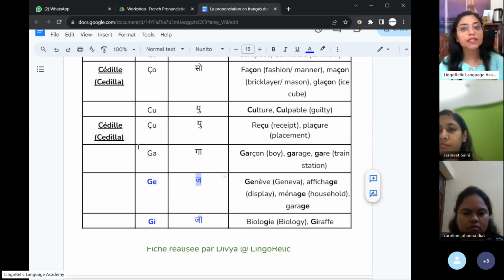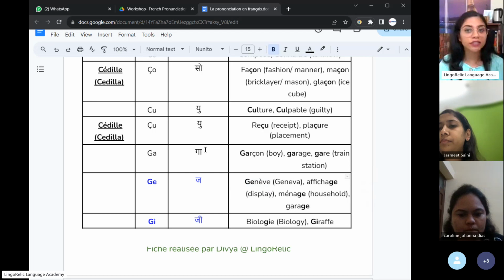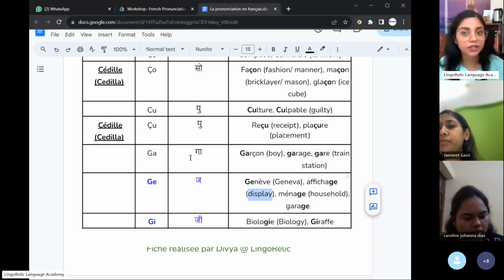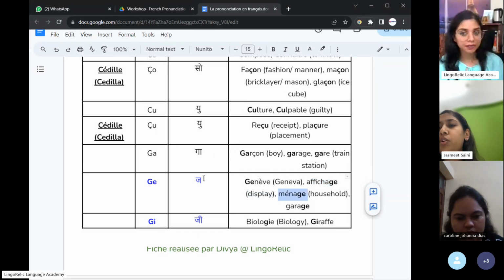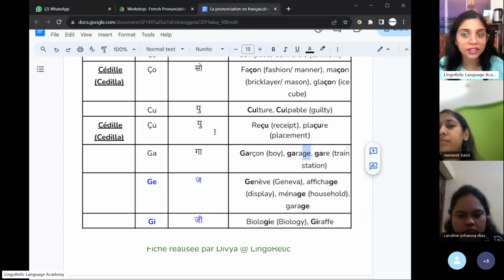So you have to pronounce this as je, and likewise this should be pronounced as Genève. Genève, that's right. Geneva is the city, pronounced Genève. Try to pronounce this one. Affichage, that's right, which is the word for a display. Qu'est-ce que c'est? Ménage, household, and garage. You notice that in the same word you have ga and then je, garage.